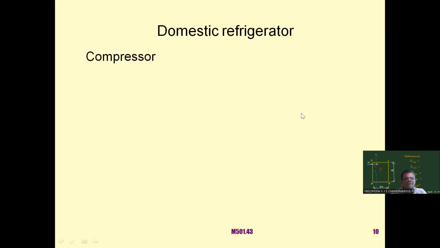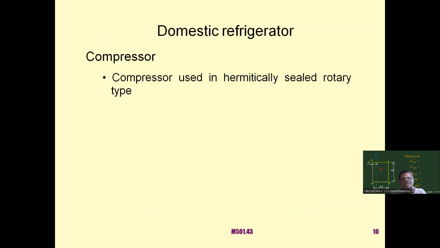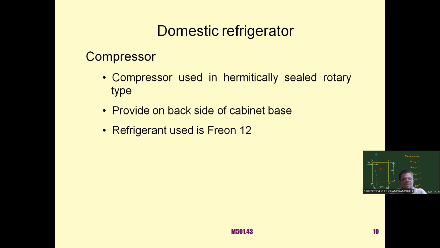Right. Now various parts. Compressor: generally this is a hermetically sealed rotary type compressor. We have seen different types of compressors, rotary and reciprocating type, but here in our fridge a rotary compressor is used, and it is hermetically sealed. That means the compressor is directly mounted on the electrical motor, and the entire unit is completely sealed. We have discussed this already in the compressor section, and it is provided at the back side in the cabinet plate case. Generally the refrigerant used is Freon 12, but in olden days we used to have this Freon group, but now they are completely eliminated due to environmental concerns.